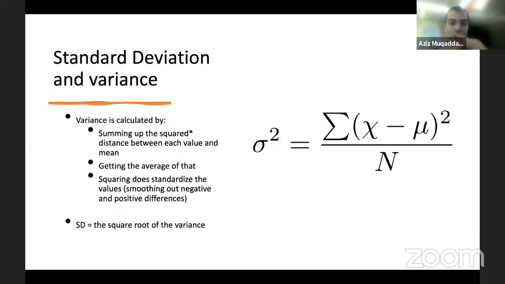Well, the idea is that you want to smooth the differences. You want to get rid of the minuses. You're looking at the absolute value. So if you get 2 below or 2 above, you square them to get rid of the minuses. Then you want to go back to the normal value, so you get the square root. That's why they do it.